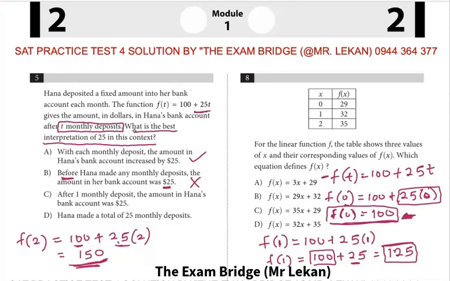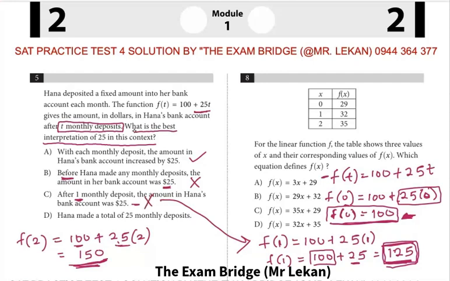Look at the third option. After 1 monthly deposit, the amount in Anna's bank account was 25. No. After 1 monthly deposit means when t is 1. And this is when t is 1. When t is 1, the amount was $125. Look, this is not the right option.